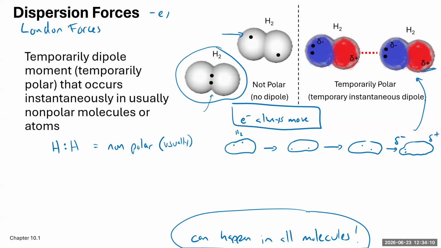So they can chain further and further along so that you have a whole bunch of these molecules as temporary instantaneous dipoles, and they are temporarily polar, where they are usually nonpolar. So nonpolar molecules, right, can turn polar just temporarily, right?